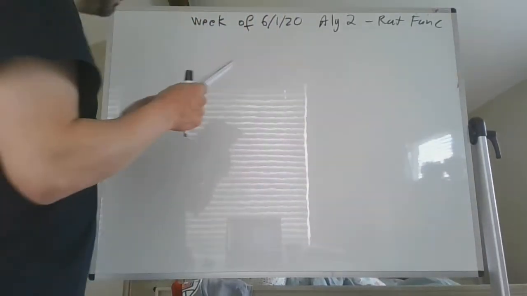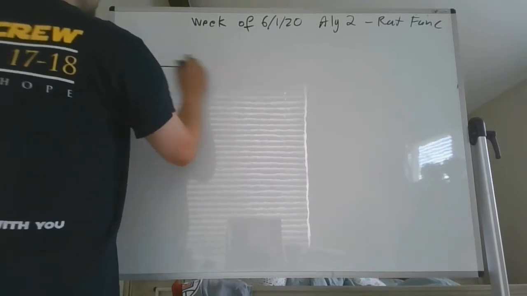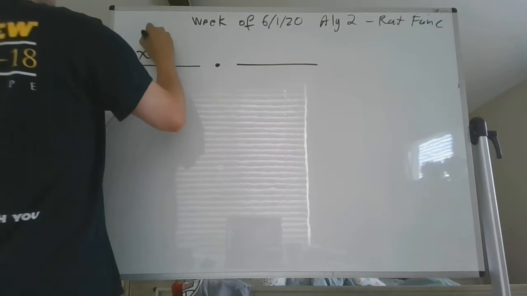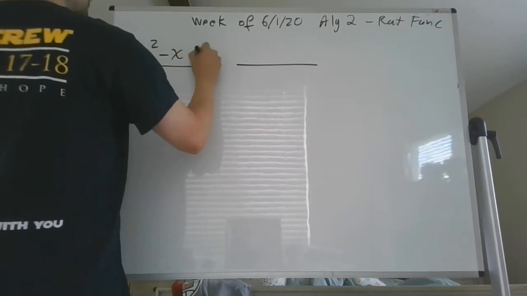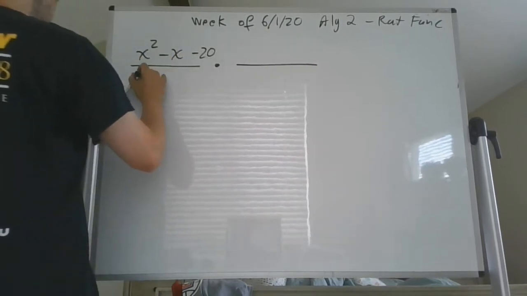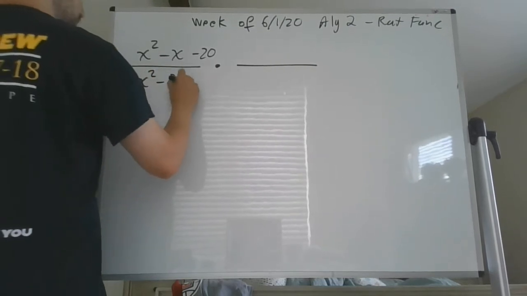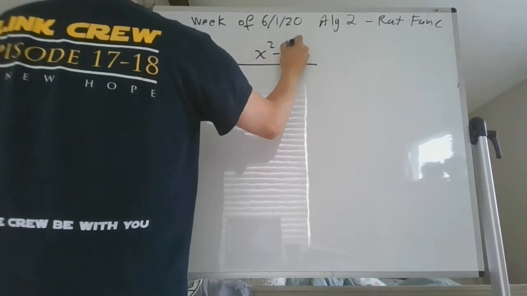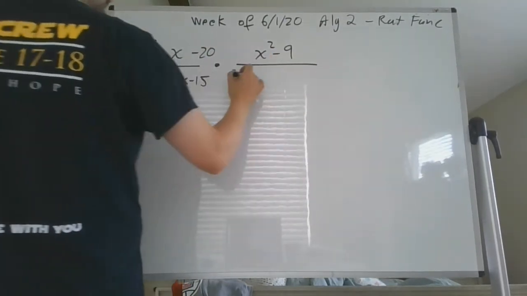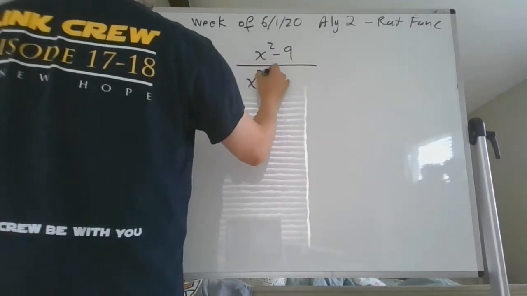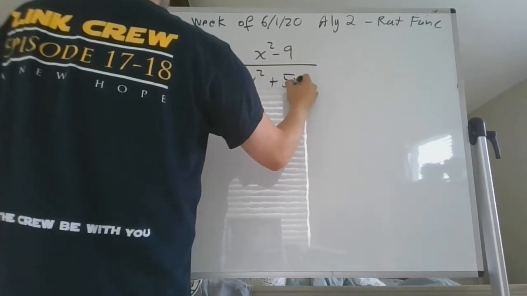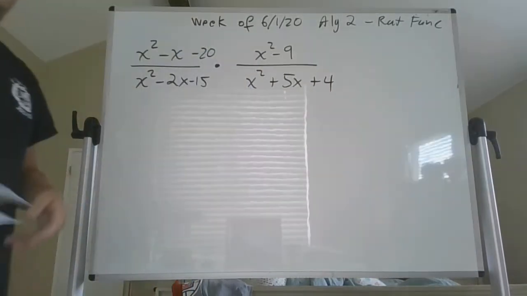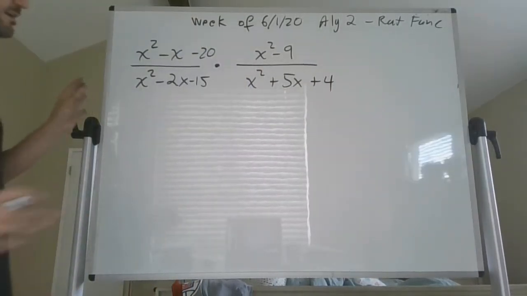So, the first problem I want to put up here is a multiplying problem. Okay? So we have up here x squared minus x minus 20, and then we have x squared minus 2x minus 15. Simplify x squared minus 9. That should be good. Alarm bell should go off for that one. And then plus 5x plus 4.